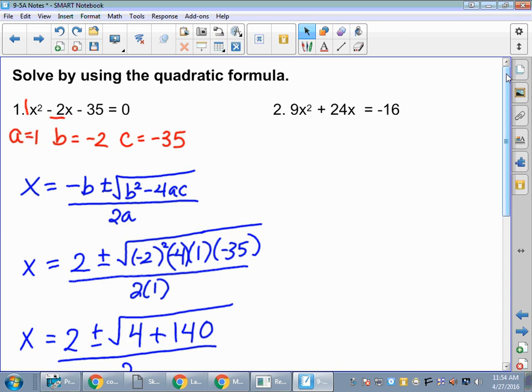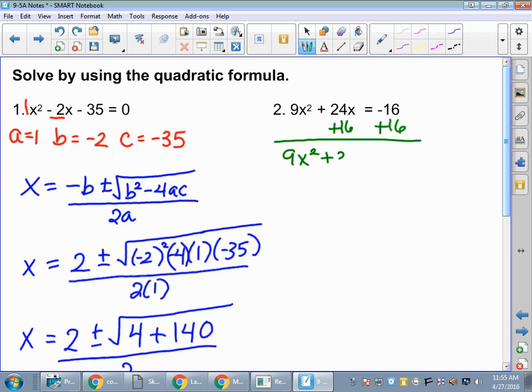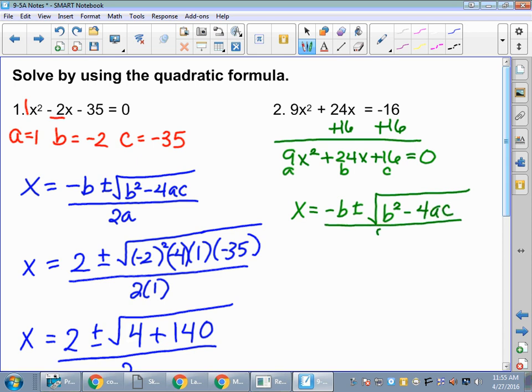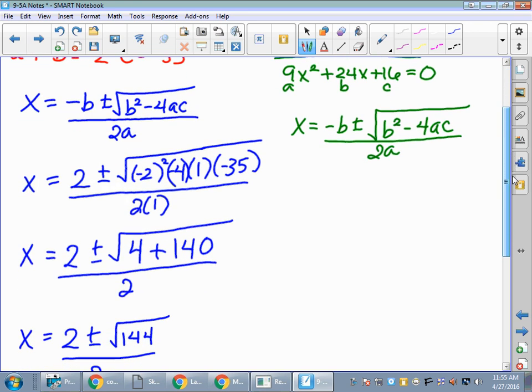So before I can begin the whole process, I need to add 16 to both sides and get it equal to 0. So I have 9x squared plus 24x plus 16 equals 0. The 16 is the C value there. So I got my A value is 9, my B value is 24, and my C value is 16. So we're ready to start. X equals negative B plus or minus the square root of B squared minus 4AC all over 2A. You will eventually memorize that. Hopefully by the time these notes are done, you'll have it memorized.